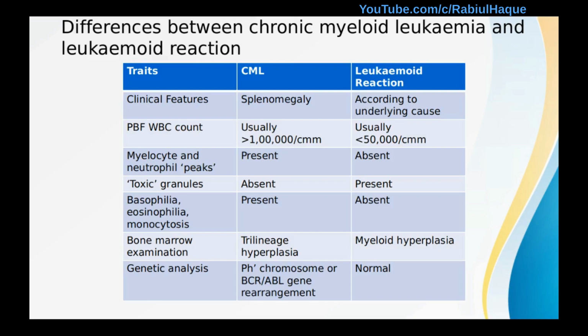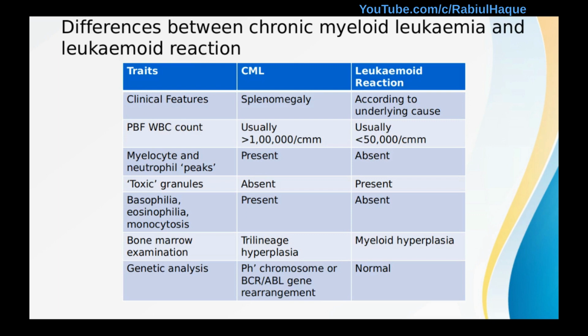So this slide is summarizing the differences between chronic myeloid leukemia and leukaemoid reaction. Regarding clinical features, we can see that in chronic myeloid leukemia, often there is enlargement of the spleen or splenomegaly, whereas in leukaemoid reaction, the clinical features will be according to the underlying cause. Regarding the peripheral blood film white blood cell count, in chronic myeloid leukemia, it is usually more than 100,000 per cubic millimeter, whereas in leukaemoid reaction, it is usually less than 50,000.